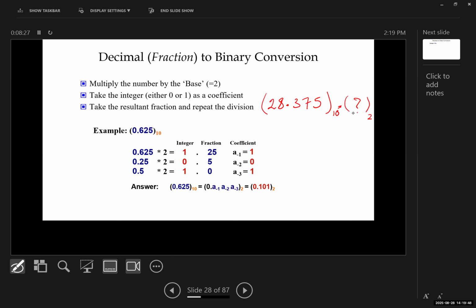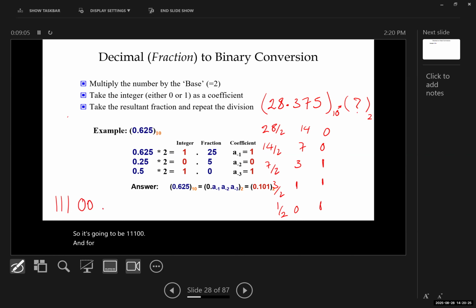Okay, let's solve it. So 28 divided by 2 is 14, and the remainder is what? 0. Am I correct? 14 divided by 2 is 7, remainder 0. 7 divided by 2 is 3, remainder 1. 3 divided by 2 is 1, remainder 1. And 1 divided by 2 is 0, remainder 1. So it's going to be 11100.